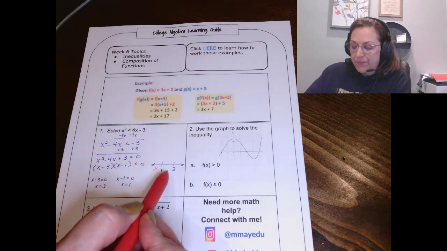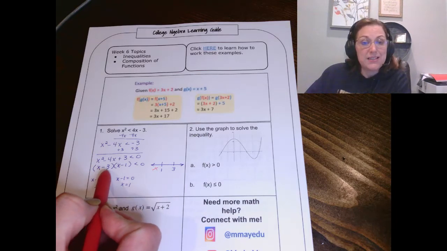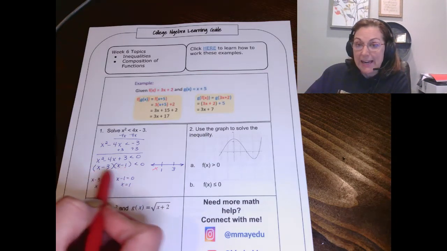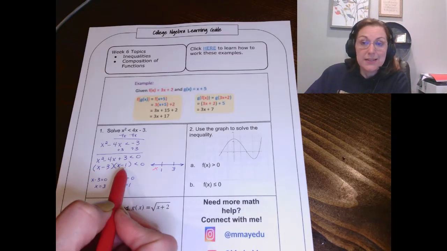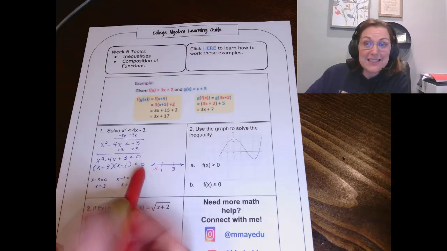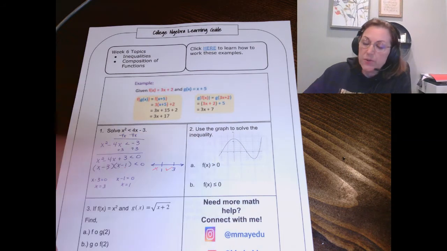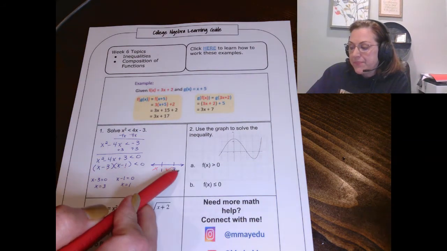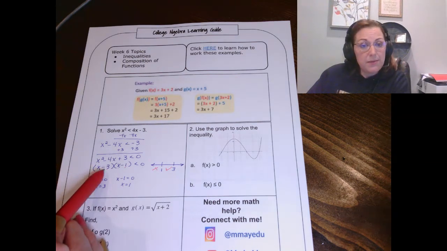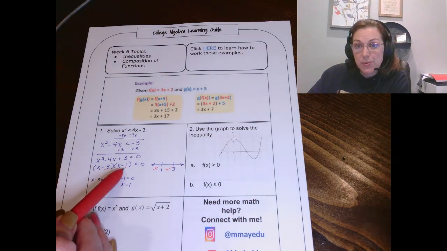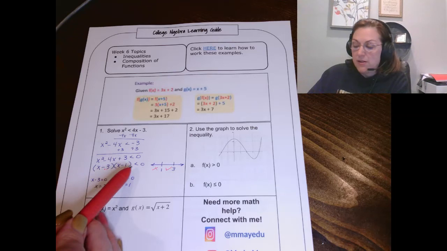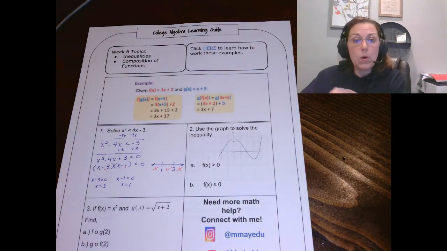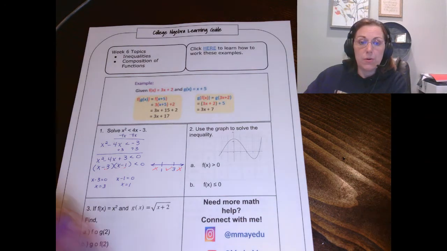Let's do 2. 2 minus 3 is negative 1. 2 minus 1 is 1. Negative 1 times 1 is negative 1. That is less than 0. So we know this interval works. Then let's do 4. 4 minus 3 is 1. 4 minus 1 is 3. 1 times 3 is 3, which is not less than 0. So it looks like the only interval that works is the one in the middle.